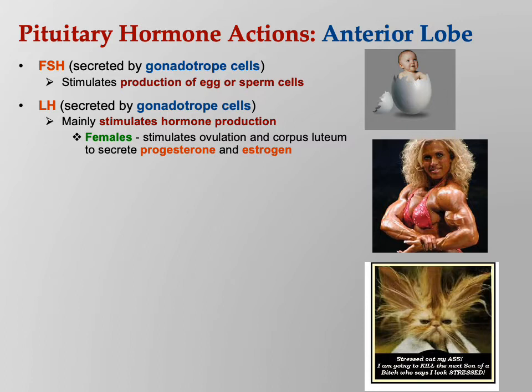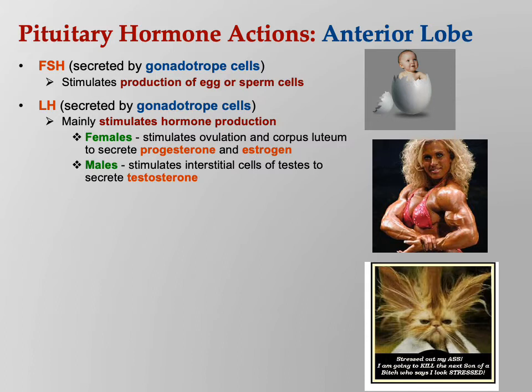So I mentioned before the corpus luteum. That's what's going to happen to the follicle after ovulation. There's basically a package of nutrients that the egg is surrounded by. And once the egg is released, that's ovulation, this package of nutrients becomes the corpus luteum, literally the yellow body. It then goes on to secrete progesterone and estrogen. Whereas in males, luteinizing hormone stimulates the interstitial cells of the testes to secrete testosterone. So again, think of LH as the hormone of ovulation, like I told you before. Also, you can think of it as stimulating hormone production.